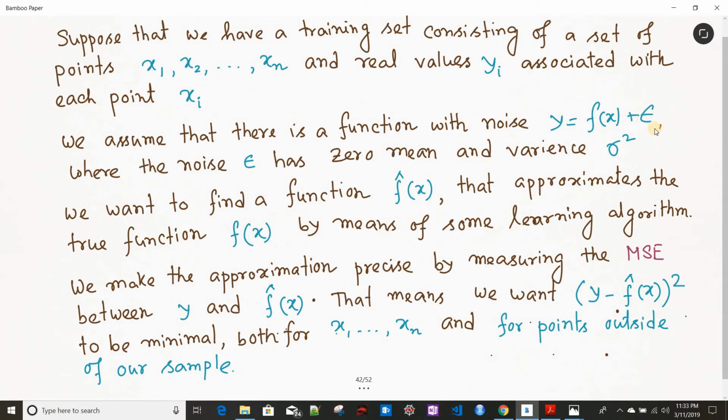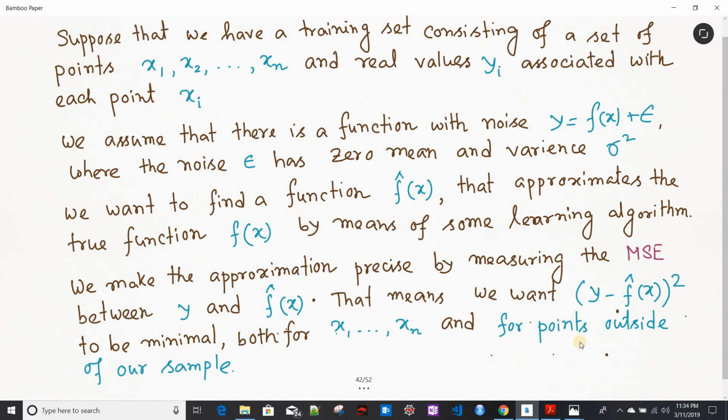Epsilon is our noise, and we will also assume that this noise has mean 0 and variance sigma squared. We want to find our output function f bar x that approximates our actual function f of x by means of some learning algorithm. And we want to determine the MSE between y and f bar x. That means we want to determine the expected value of y minus f bar x, whole square. If we see it over here, we have not divided by n.